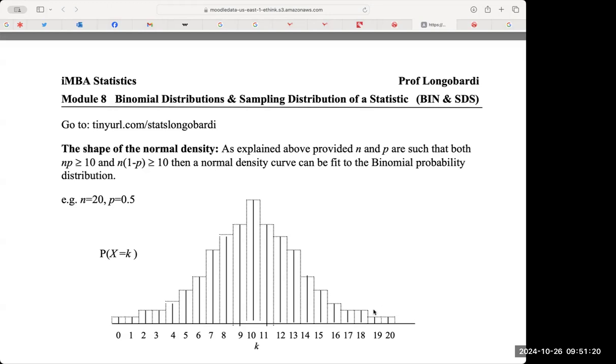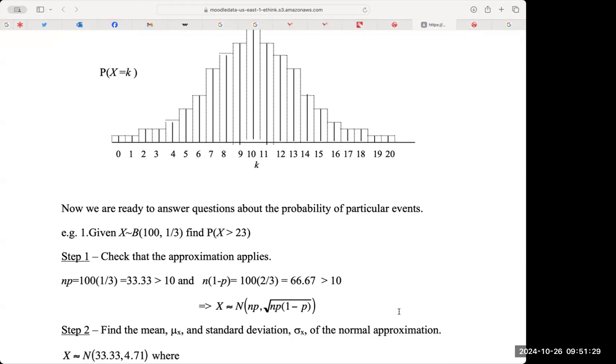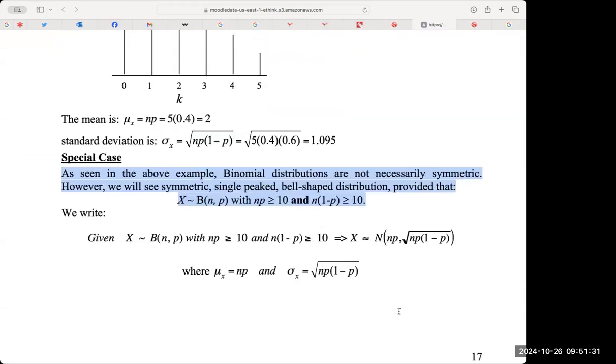So what we're assuming is that we're filling it up with area around each bar. So it looks approximately normal.